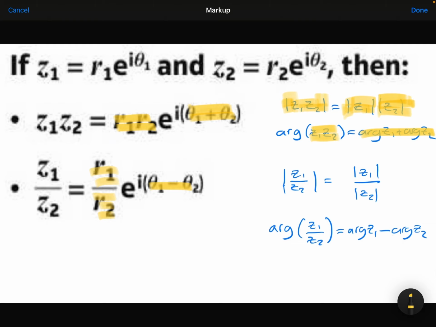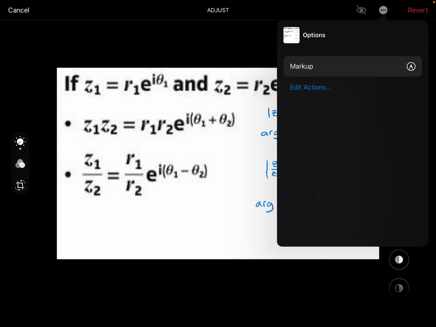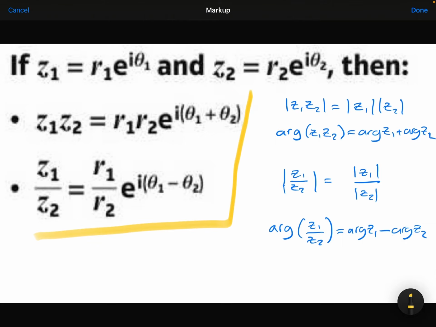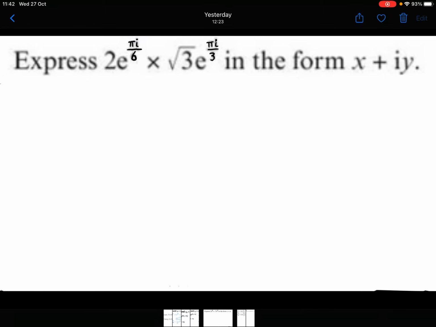Similarly, we also saw that when you divide two complex numbers, the modulus of that is equal to the modulus of the first one divided by the modulus of the second one. And then the argument of the two complex numbers being divided is equal to taking the two arguments away. We saw all of these results last year, so it should make sense, these results that we've just seen. So let's have a look at a few examples using those.